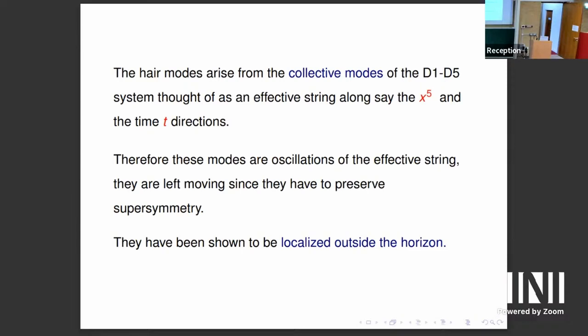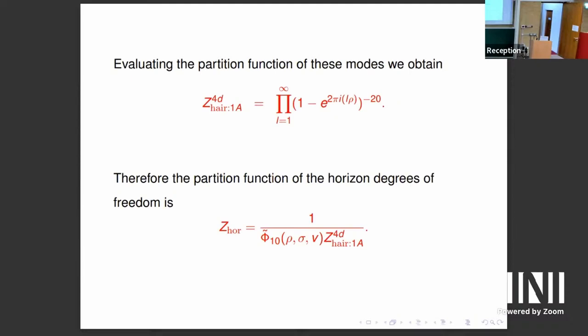So they're just oscillations of this effective string. And they are in one direction, so that they preserve supersymmetry. Now, here is a formula for the degeneracy of the hair, the partition function of the hair modes. And so essentially, we have to factorize this out.